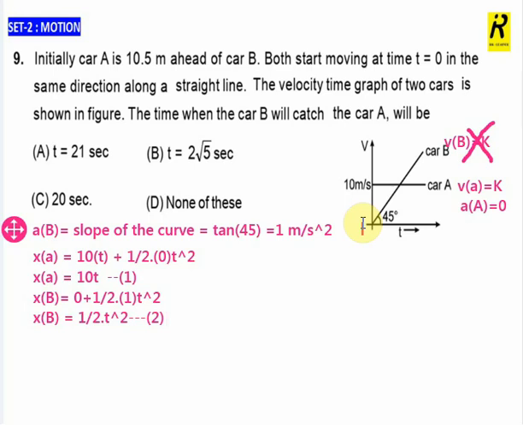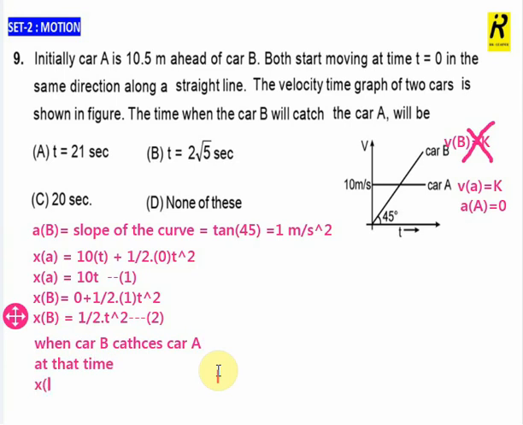But what we can write is, you know, car A is 10.5 meters ahead of car B. Initially car A is 10.5 meters ahead of car B. So that means when car B catches car A, at that time, what I can write is xb is equal to 10.5 meter, the initial separation between the two cars, plus the displacement made by car A. So that I must add.